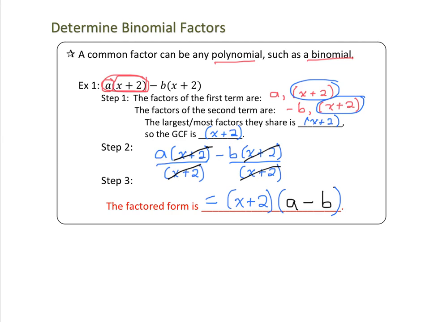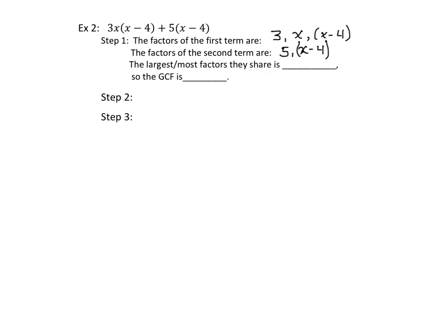just like our original polynomial. Okay, let's look at the second example where you have a binomial factor. In the first term here, we have 3x and x minus 4 as factors, and in the second term, we have 5 and x minus 4 as factors. The most that they share in common is the binomial. X minus 4 is your greatest common factor.